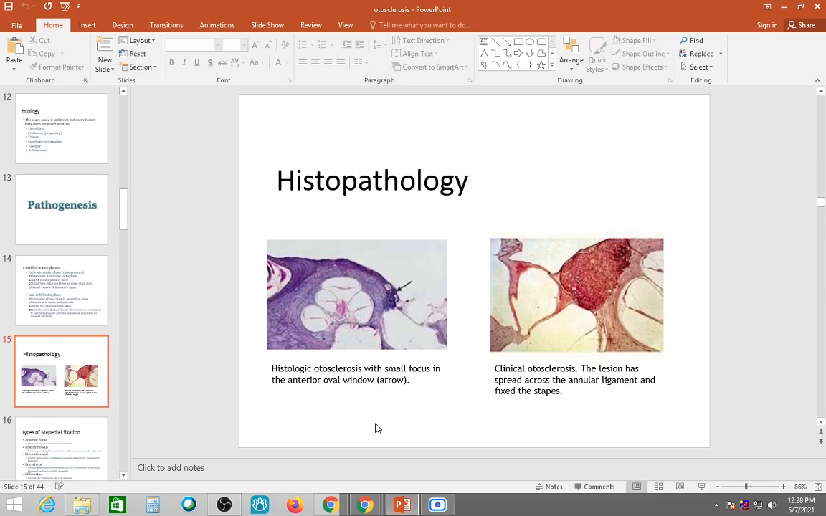Clinically, they are examined under the microscope, taking the patient's tissue. And this is the histopathology. Can you see these two? Small focus in the anterior oval window. There is histology, osteosclerosis with a small focus, this one, this area. But in clinical otosclerosis, the lesion has spread across the annular ligament and fixed the stapes. Yes? You see the difference? This is already a fixed one.